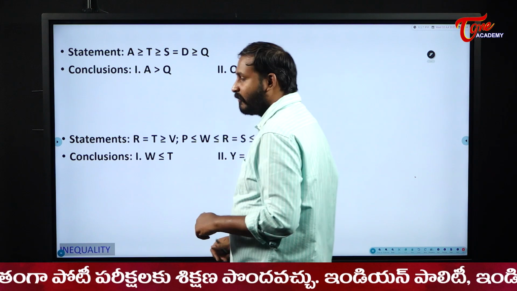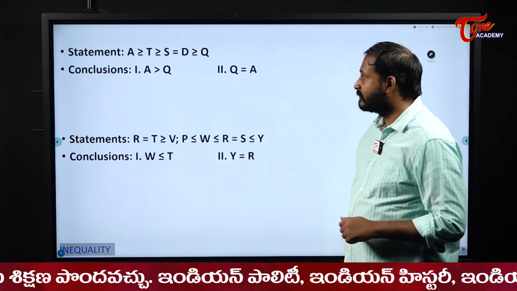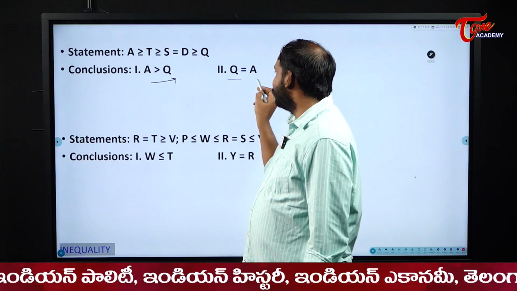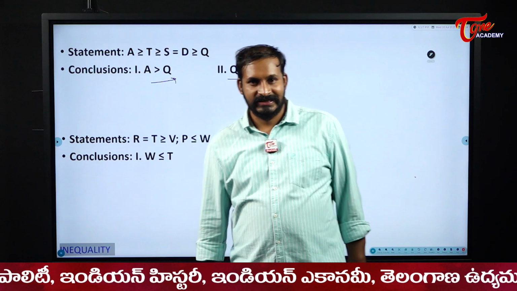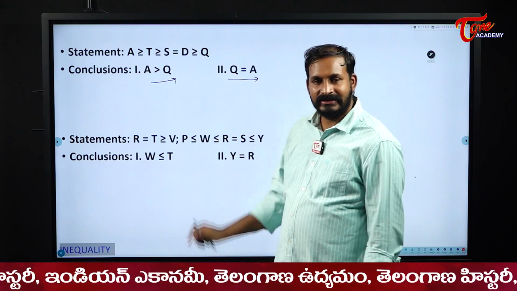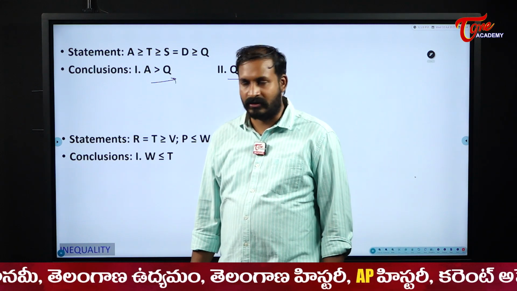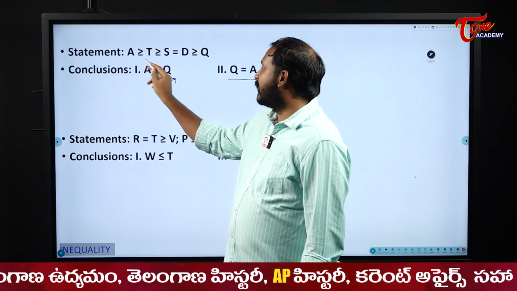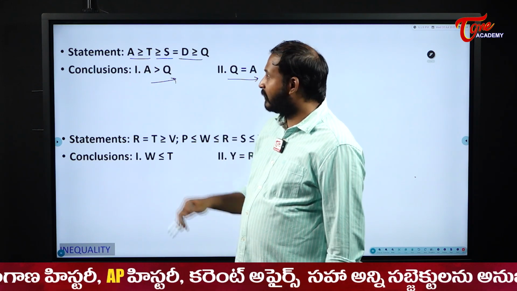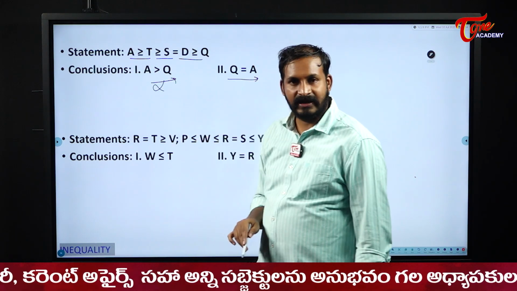Solve this one, students. Pause the video and try to solve this one. A to Q I should travel. Now see here, Q equal to A. Same elements, just changed. No need to worry. Same elements. A is greater than Q. First I will check whether A is greater than Q or not. A to T I can travel, T to S I can travel, D to Q also I can travel. But throughout my journey, do I have a perfect opening? No. Because of that reason, that became wrong.